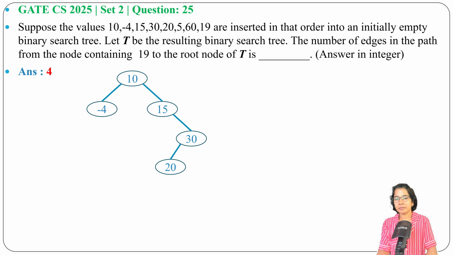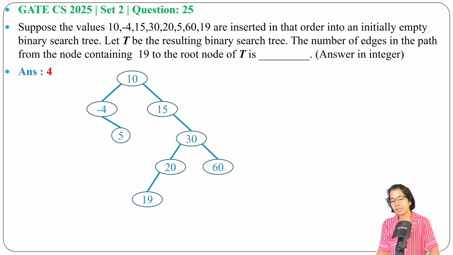Next 5 is greater than minus 4 and less than 10, so it will be right child of minus 4. Next 60 is greater than 30, so it will be right child of 30. Then 19 is less than 20, so it will be left child of 20. Now we need to find how many edges are in between path from 19 to root node, that is 10.